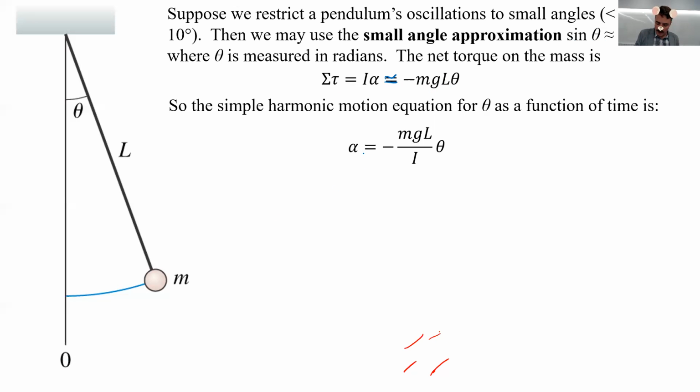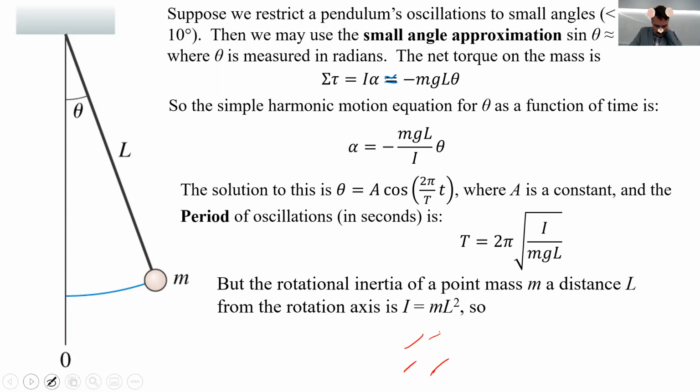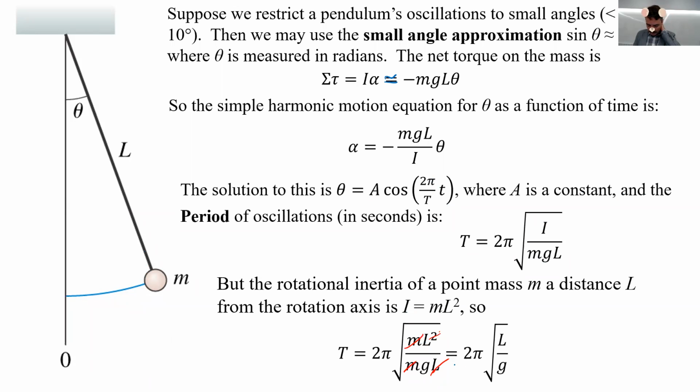So the simple harmonic motion equation is that alpha is equal to negative some big constant times theta. The solution here is theta equals A times the cosine of 2 pi t over T, where A is a constant, and the period of oscillations is 2 pi times the square root of I, the rotational inertia, divided by mgL. But a mass a distance L away from the center has rotational inertia of mL squared. So I plugged this all in, and I've got that the period is 2 pi times the square root of L over g.